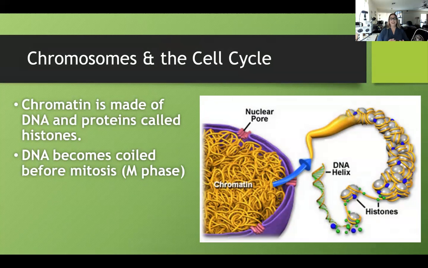Now, chromatin is kind of like the loose state of DNA and proteins, right? That's why it kind of looks like spaghetti noodles in this picture. Now, during the actual cell reproduction or mitosis, that DNA becomes supercoiled. It wraps even tighter around these proteins. So it doesn't take up as much space as it does when it is uncoiled chromatin. So remember that chromatin refers to DNA plus those proteins that it wraps around.